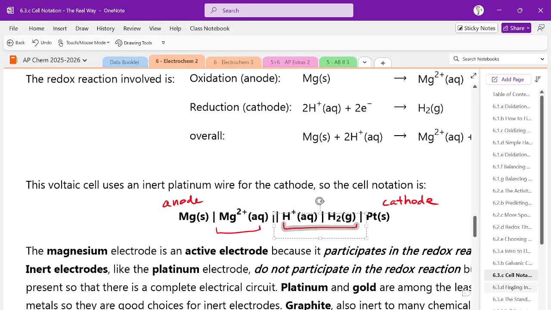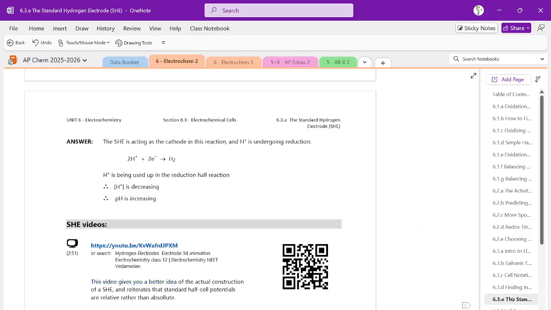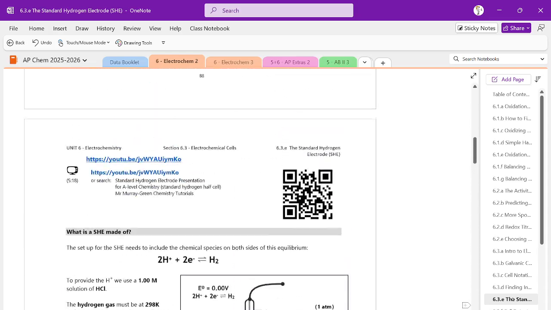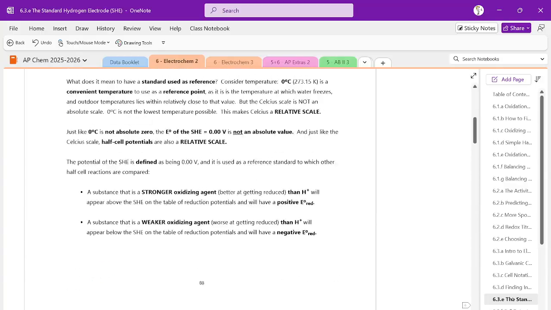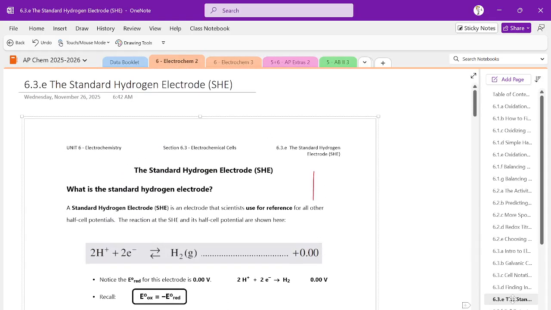All right, and now we are going to move on to the standard hydrogen electrode on page 88. Yes? Yep. More like it's used enough by just this slot that makes it very expensive. Usually, yeah.